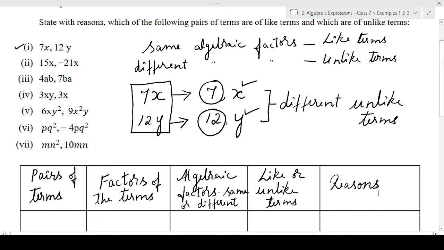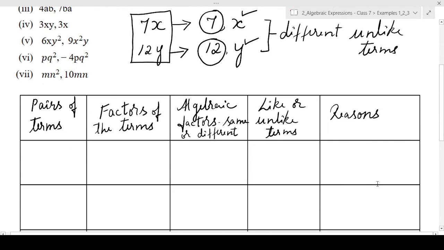So the first pair of terms that are given are 7x and 12y. These are the two terms that they've given. What are the factors of 7x? 7x is nothing but 7 into x, 7 and x. The factors of 12y are 12 and y.